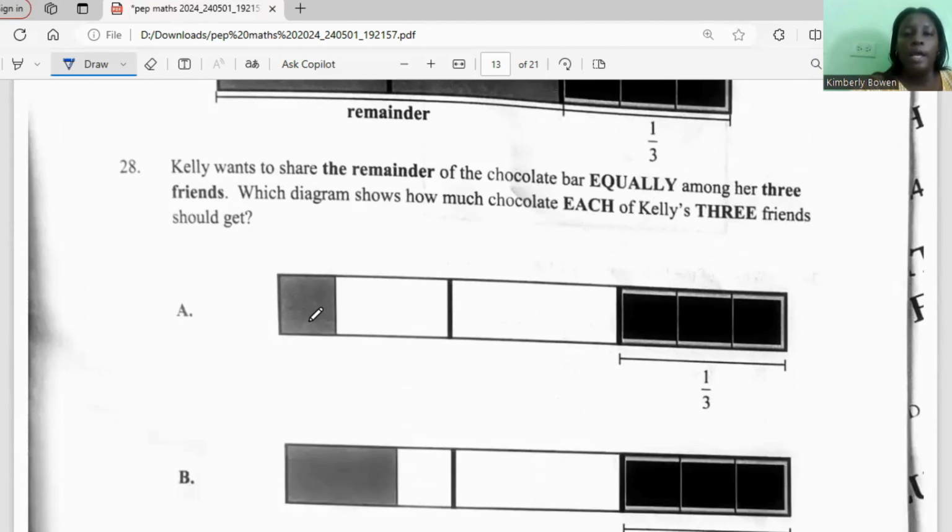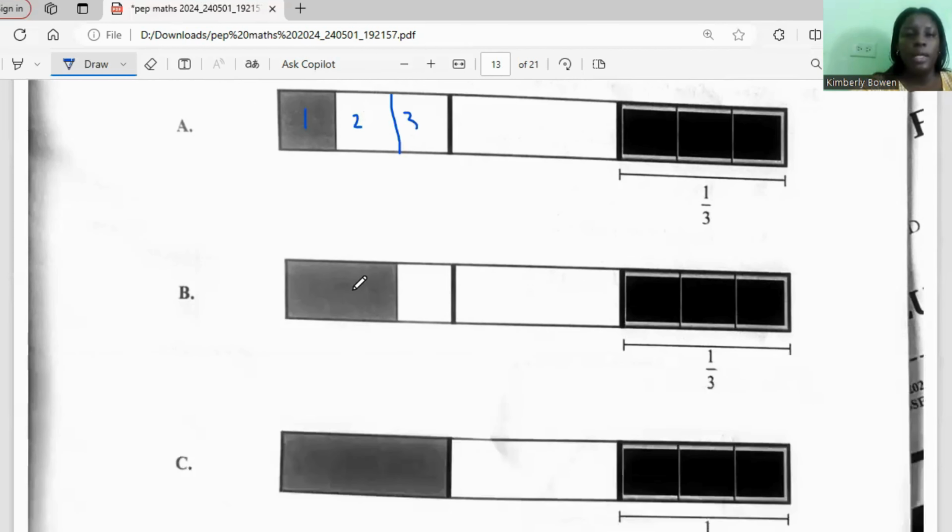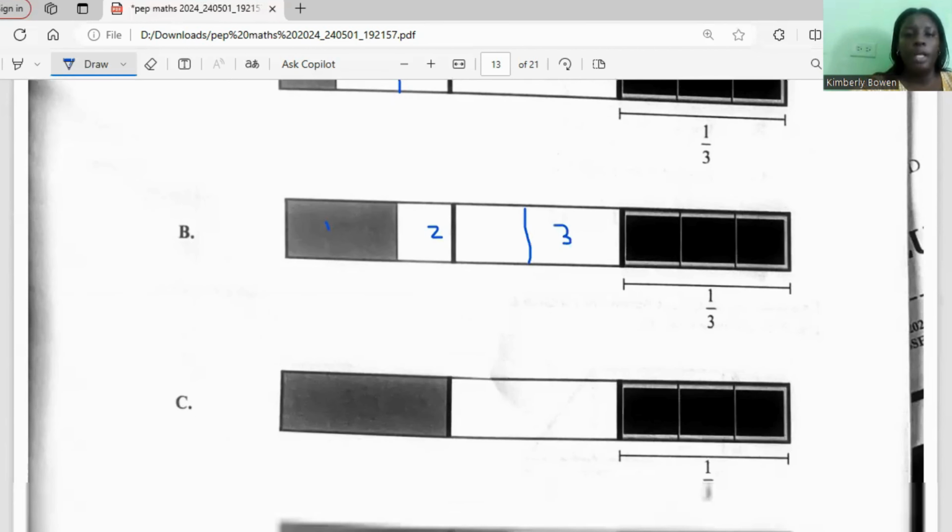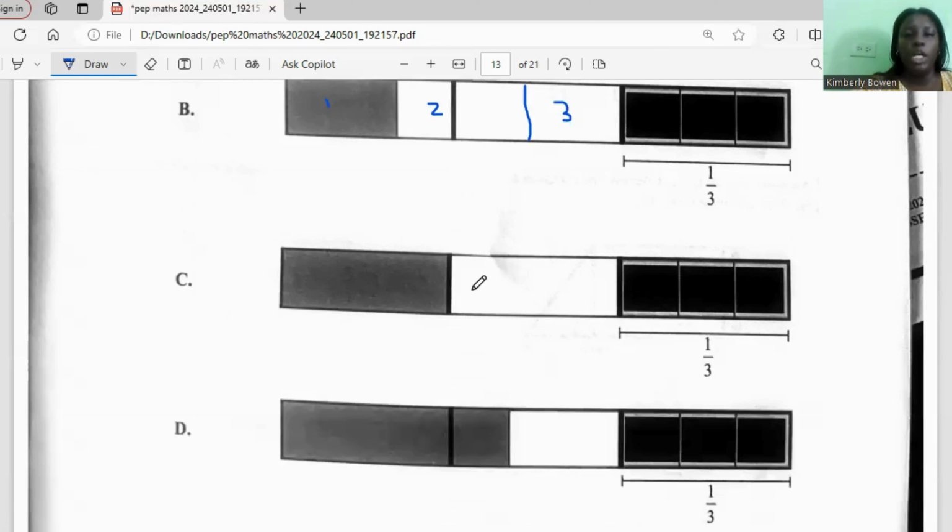So if one of Kelly's friends gets this portion, then if it's equal, then it would be, yes, that line is not drawn straight. Then it would be this here, and this portion here would have not been shared. So this is not correct. Look at this one now. So I'm just approximating, and this looks to be the answer. Because if Kelly's friend gets one portion, then the other person gets the second, and the third gets three, then it's equally shared. Look at the other answers though, just to make sure. This is not correct because this is half of the portion that should be shared, and this is 3/4. So the correct answer is.